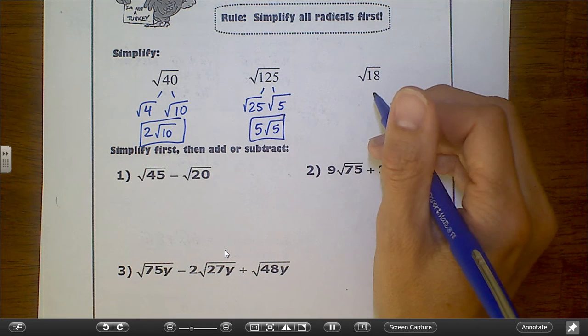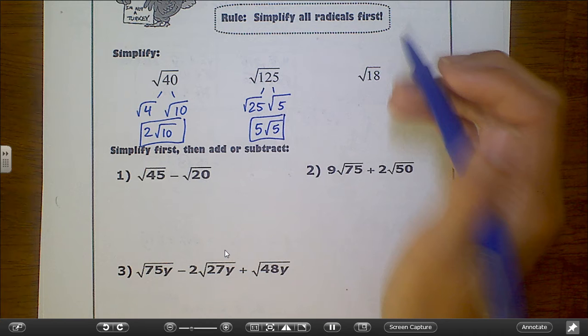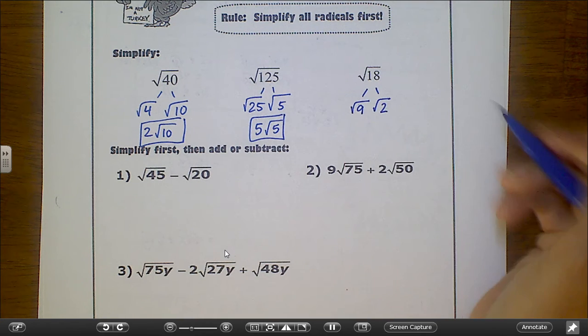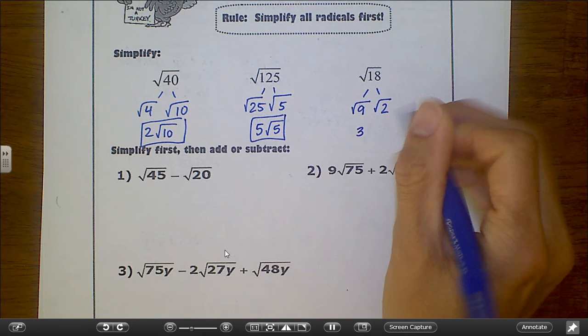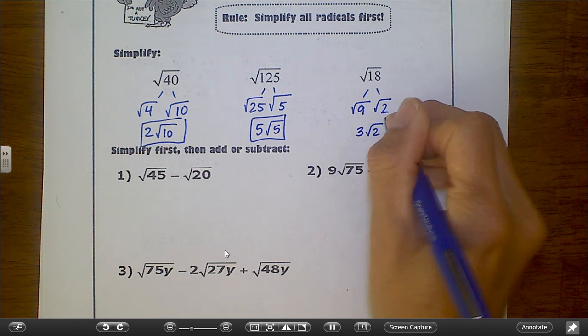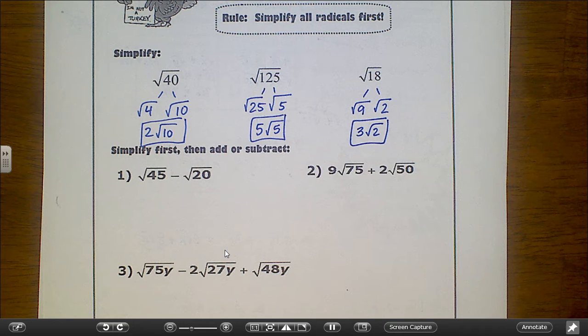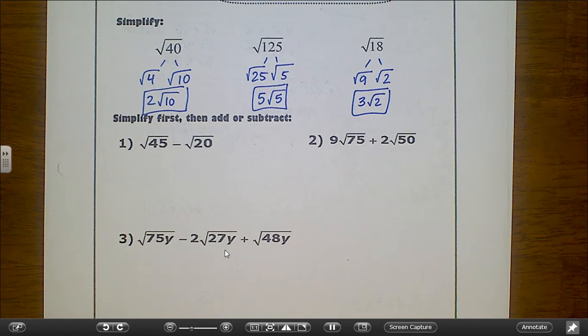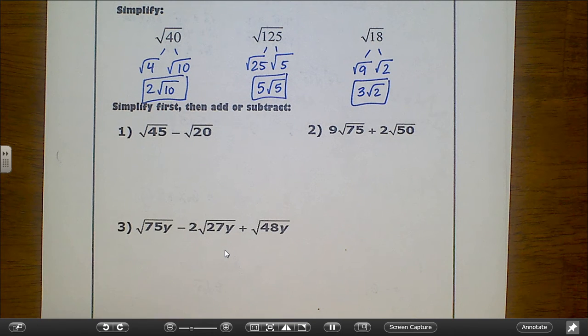18, you could, again, start at 16 if you wanted. You would very quickly get to 9. So this is the square root of 9 times the square root of 2. The square root of 9 is 3, and then rad 2 stays. All right, so we're going to need to employ that in our adding and subtracting here on this last page. So rad 45 minus rad 20.